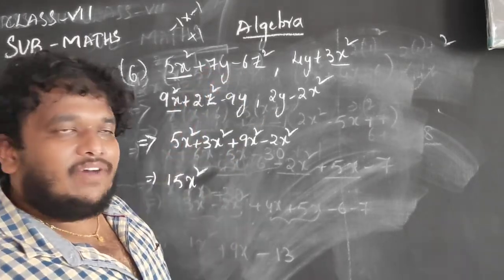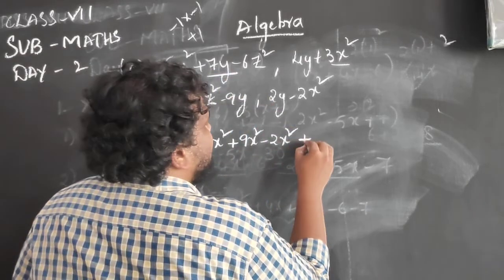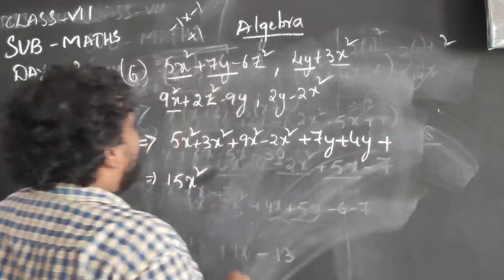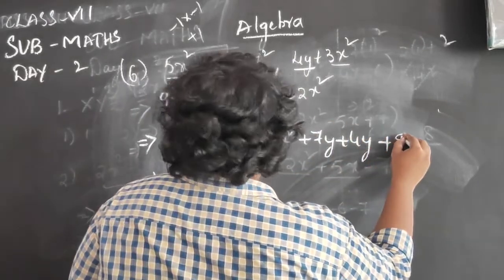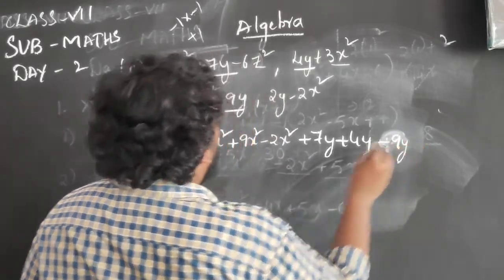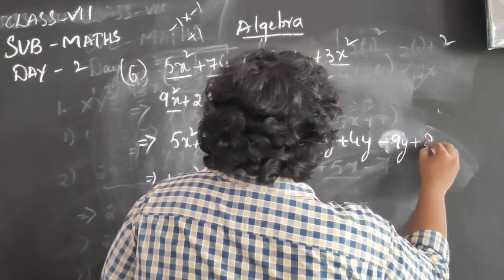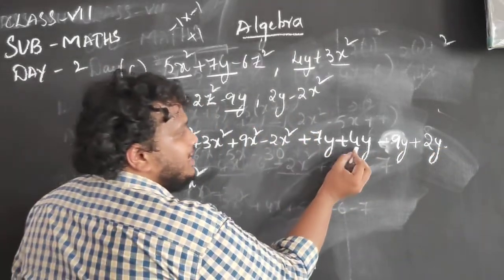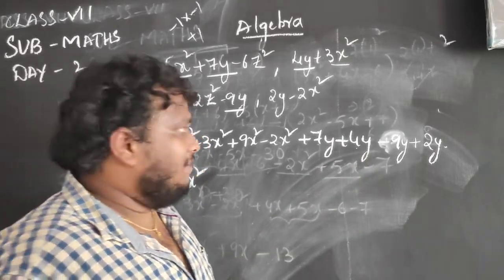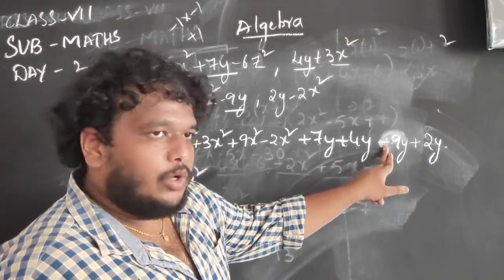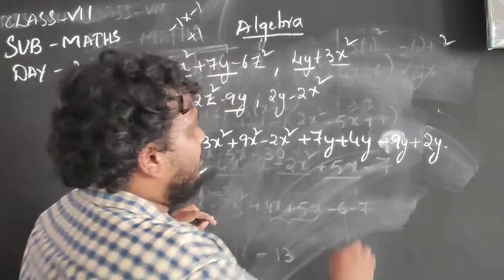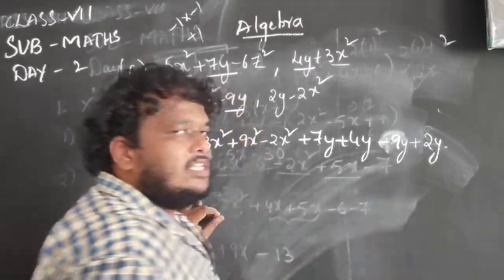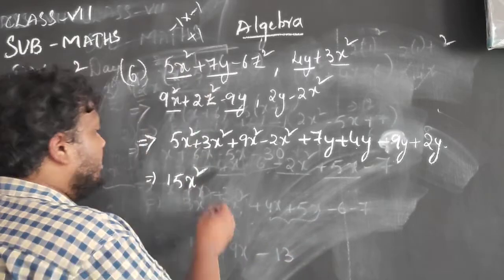Next, you bring all the y values. 7y, plus 4y, plus 9y. Sorry, it is minus 9y. And next plus 2y. Now you solve all the y's. 7 plus 4 will be 11. 11 minus 9 will be 2, so 2y, and 2y plus 2y. What is 2y plus 2y? It will be 4y. So I can write 4y.